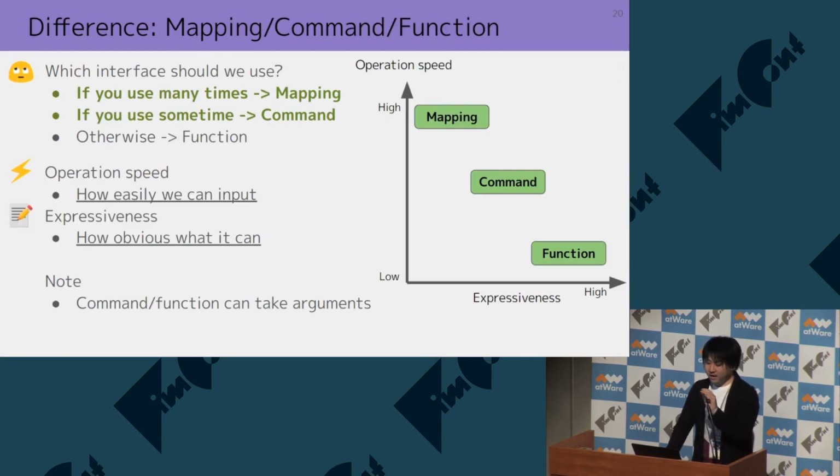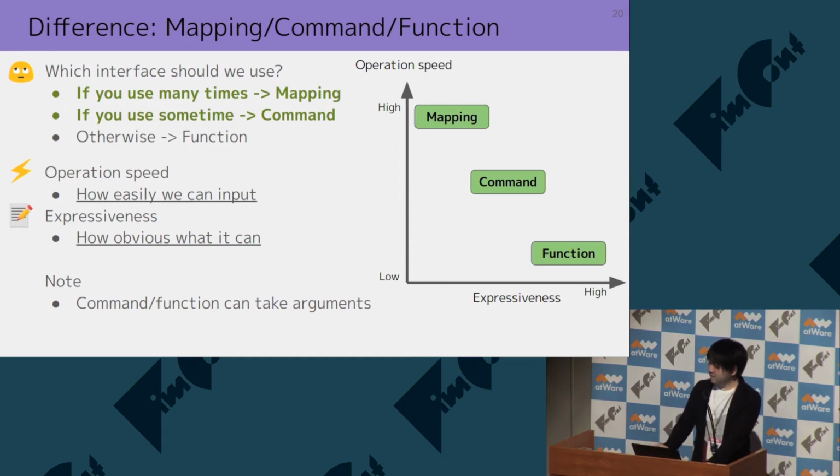So now I've shown you some mappings, but Vim provides 3 user interfaces: mapping, command and function. We can execute features using them. But which interface should we use? What is the difference? I think it is operation speed and expressiveness. The operation speed means how easily we can input to use a feature. And the expressiveness means how obvious what it does is. If the expressiveness is high, we can make the name understandable. Usually, we can give a long enough name to a function, but a long mapping key is not practical.